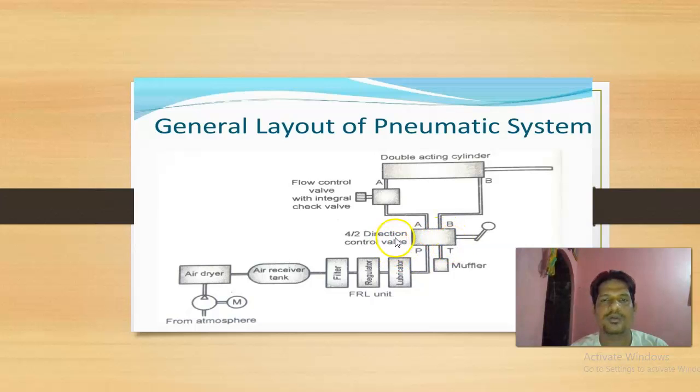Then the valves, which control flow direction as well as flow. Then regulators and double acting cylinders. So as discussed, this pneumatic system consists of compressor, air receiving tank, FRL unit, various valves, cylinder, and lastly the return line called muffler or silencer, that is the exhaust. So now we will discuss one by one the various elements and their functions used in a pneumatic system.